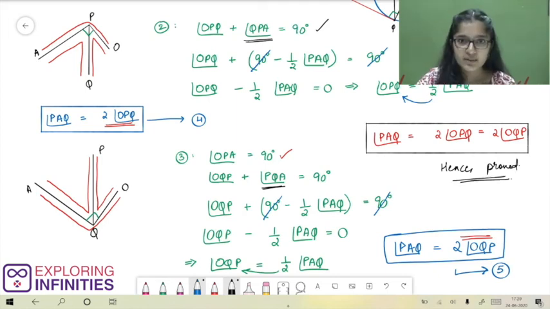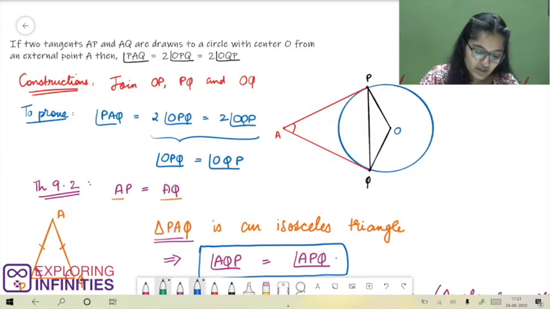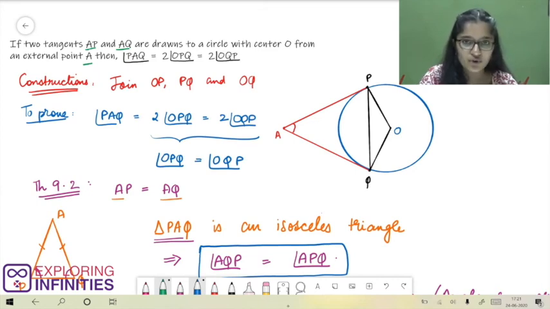The proof to this statement is a little long and hence it can seem confusing, but it is actually pretty simple. Let us go through the steps of this proof once again and understand the proof clearly. Our statement says, if two tangents AP and AQ are drawn to a circle with center O from an external point A, then angle PAQ is equal to 2 times of angle OPQ is equal to 2 times of angle OQP. So here we have our external point A and circle having center O.